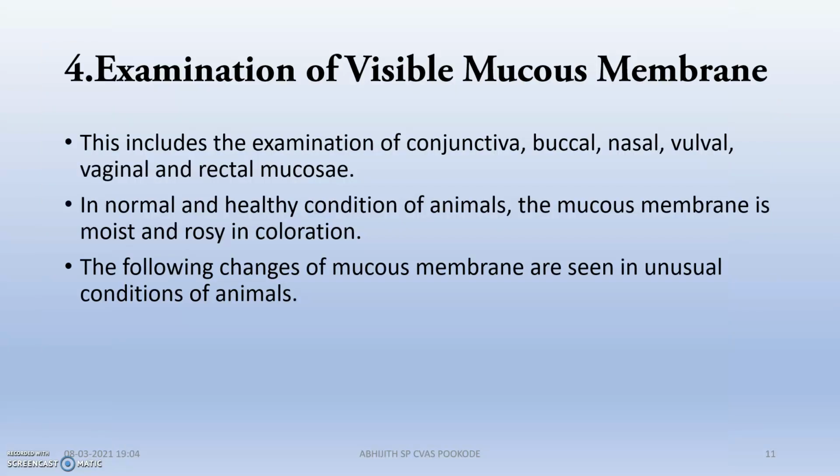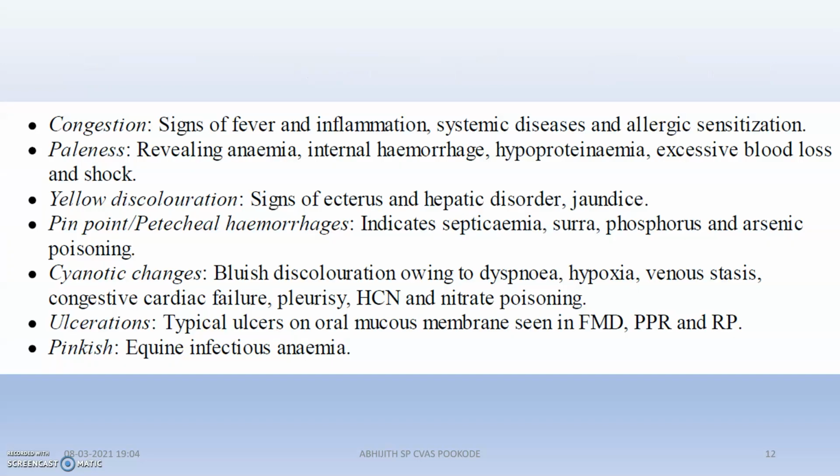Next is the examination of visible mucous membrane. We should actually examine the conjunctiva, buccal membrane, nasal membrane, vulval, vaginal, rectal mucosa and all. So we can know the health status of the animal. In case of babesiosis or the tick-borne hemolytic diseases of dogs, first we will be looking at the conjunctiva and the buccal and the vulval region. So we can check for the anemic condition.